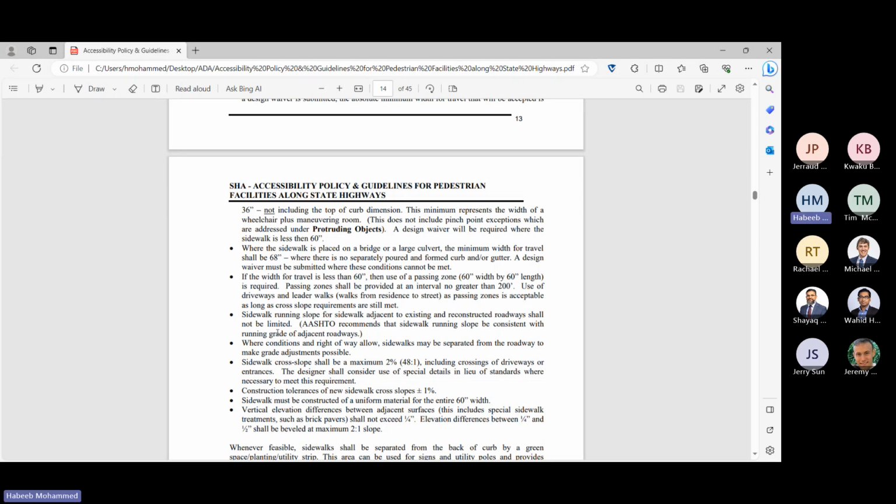Great. Go ahead, Shaq. You want to say something? Yeah, on the bullet about the 68 inch on the bridge, Tim, confirm if I'm wrong. The additional 8 inch that is coming is because of the top width of the curb, right? Yeah, it says about the curb and gutter also, where there is no separately poured and formed curb and gutter. That's where you need 68 inch. Okay, you're right.